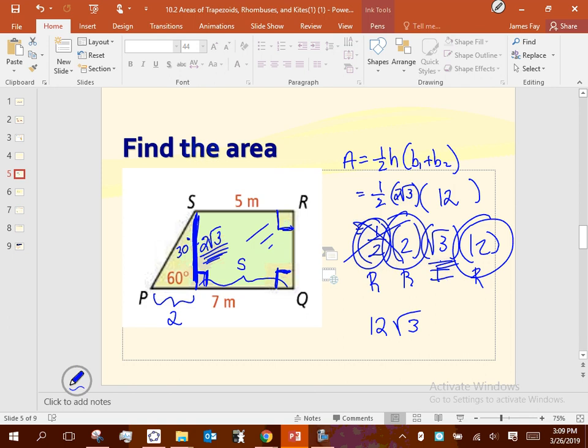So your homework tonight, guys, 10.2 Math Excel. You're only going to be able to do about half of it. The other half is kites and rhombuses, which we'll talk about tomorrow. So that assignment's not going to be due until Thursday.